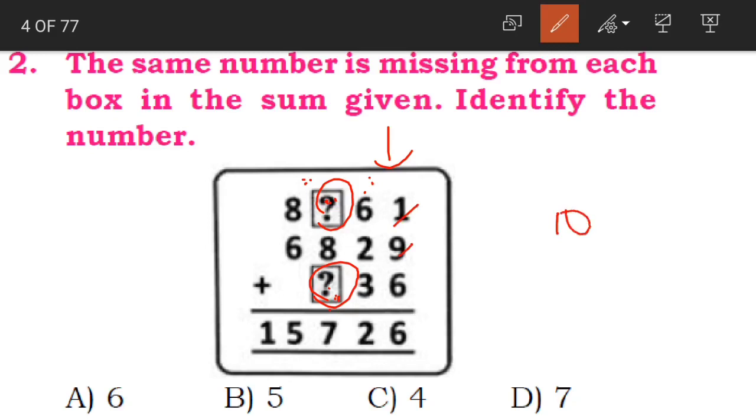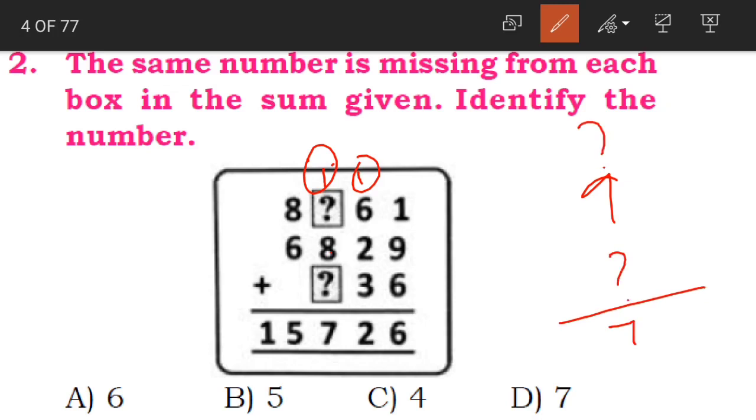1 plus 9, 10. 10 plus 6, 16. So 1 carried. 6 plus 1, 7. 7 plus 2, 9. 9 plus 3, 12. Again 1 carried. Yes children, again 1 carried. So what do we have here? 1 plus 8, 9. And here in the sum we have 7. So we need to add two numbers to it to get 7.